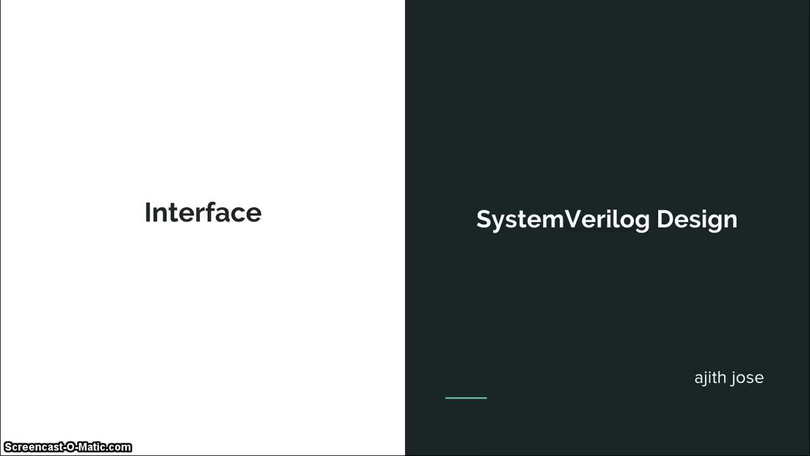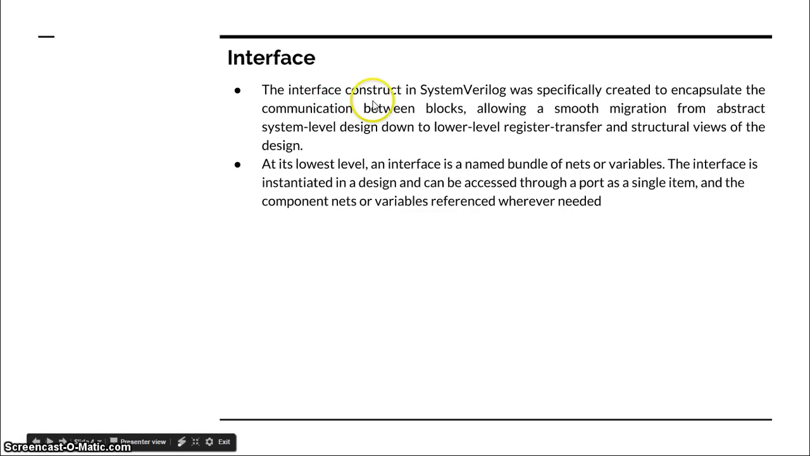So in order to abstract all the signals or all the ports coming into a particular module, SystemVerilog added a new construct called interface. The interface construct in SystemVerilog was specifically created to encapsulate the communication between blocks, and at its lowest level it is a named bundle of nets or variables. We will see more details in the next slides and you will become familiar with the usage of interface.